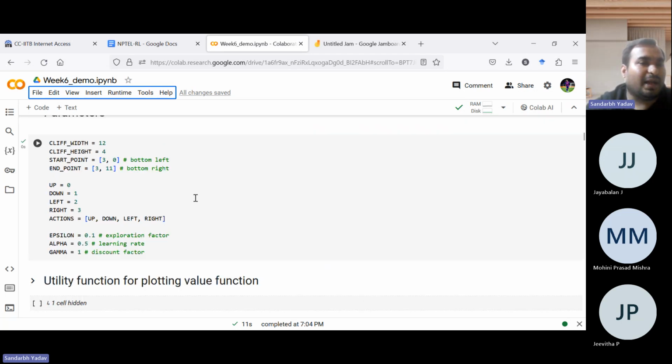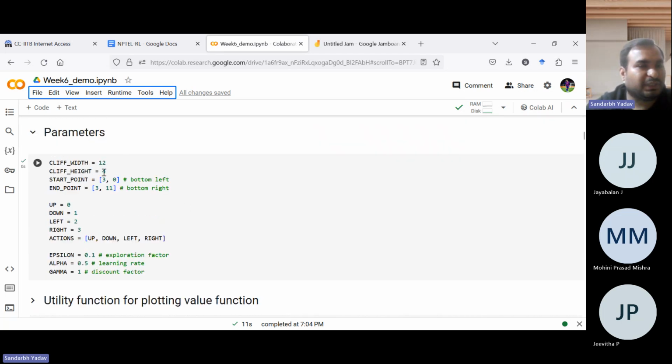But you can tweak around with these parameters. There might be some more modifications you might need to do if you change these cliff kind of parameters, environment variables, because I have something hard coded here. So epsilon is the exploration factor. Epsilon greedy is the exploration strategy which is getting used.